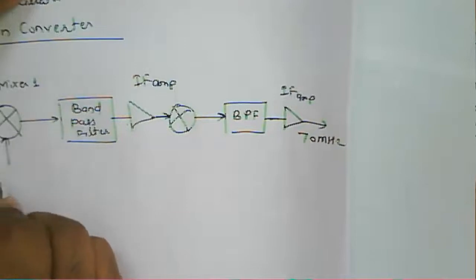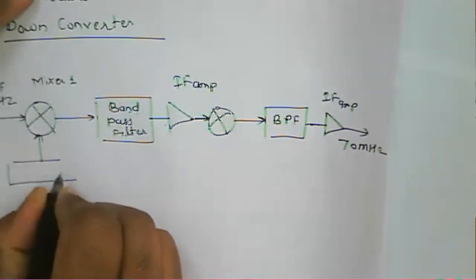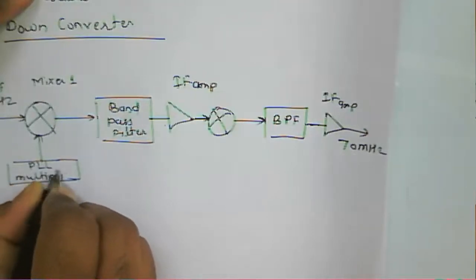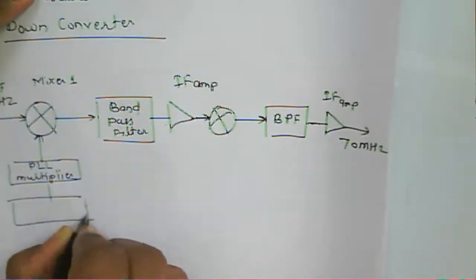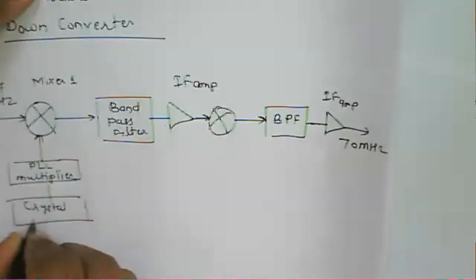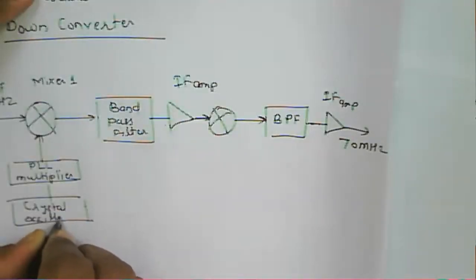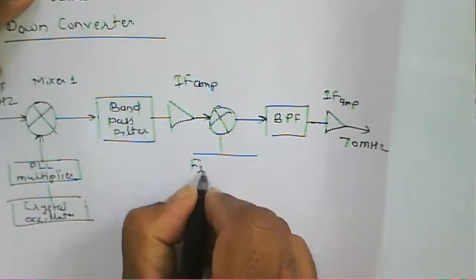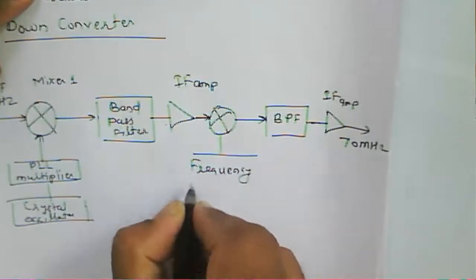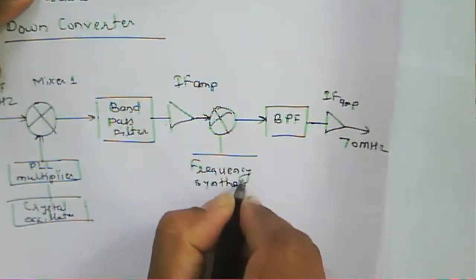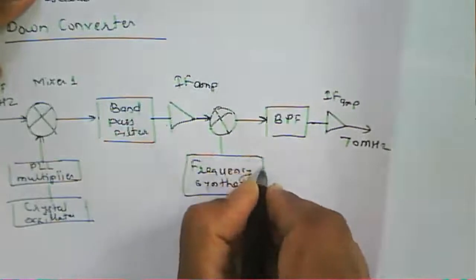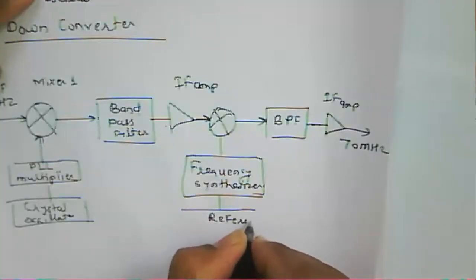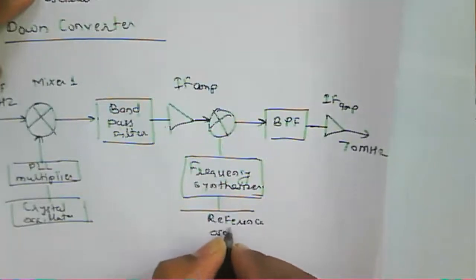Now here we are supposed to consider a PLL multiplier. Then we consider a crystal oscillator. Here we consider a frequency synthesizer. Here we consider a reference oscillator.